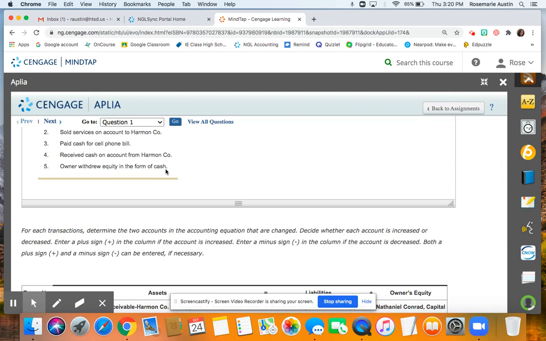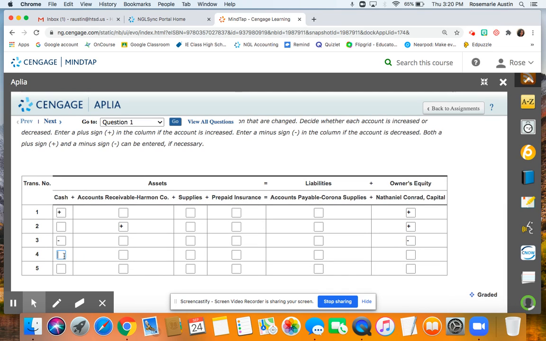And number 4, received cash on account from Harmon Company. Now Harmon Company owes you money, and they're paying you some money toward the balance that they owe you. When you see the words received cash, that means cash is going up, so that is an increase here. Harmon Company is the one who gave you that cash to be applied to their balance, so their balance is going to be reduced. Let's say, for example, they owed you $500 and now they paid you $200. There is going to be a decrease in their account and their balance would be $300 after they pay you.